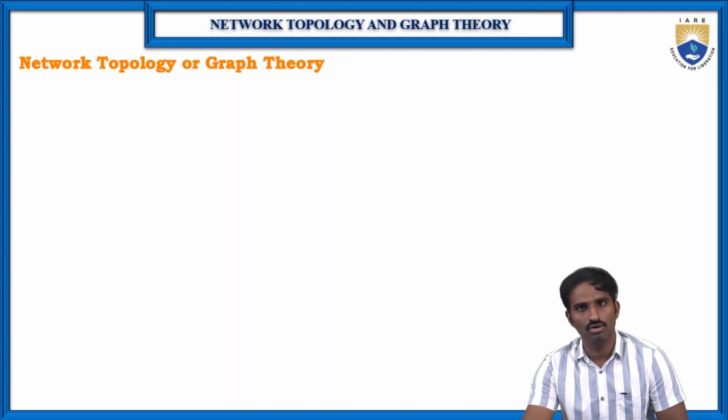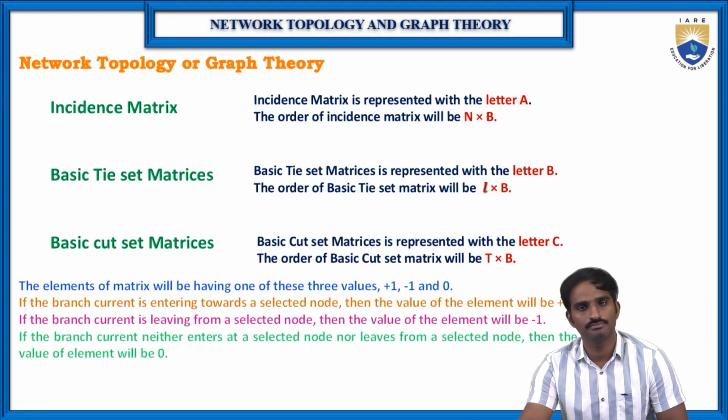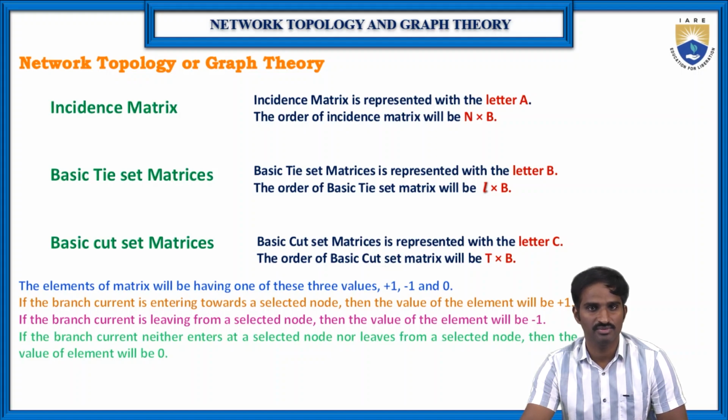Based on all these basic terminologies associated with graph theory or network topology, now we are going to the exact topic: how we can write the incidence matrix, the basic tie set matrix, or the basic cut set matrix. Actually, before that, what is the use of writing these matrices from the given graph or for the given network?